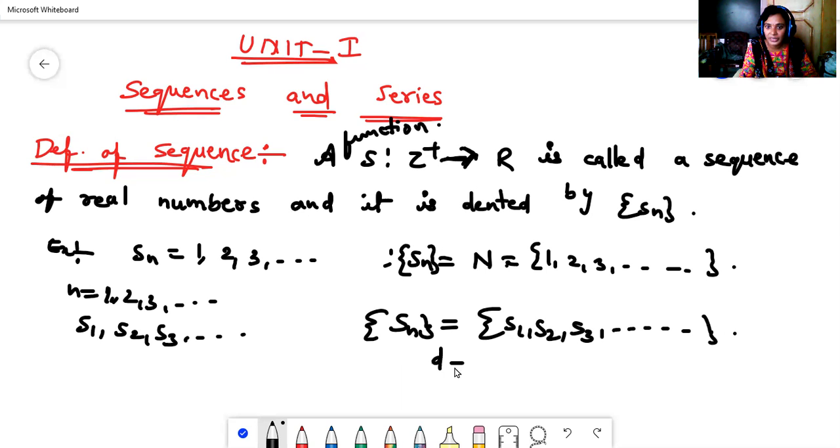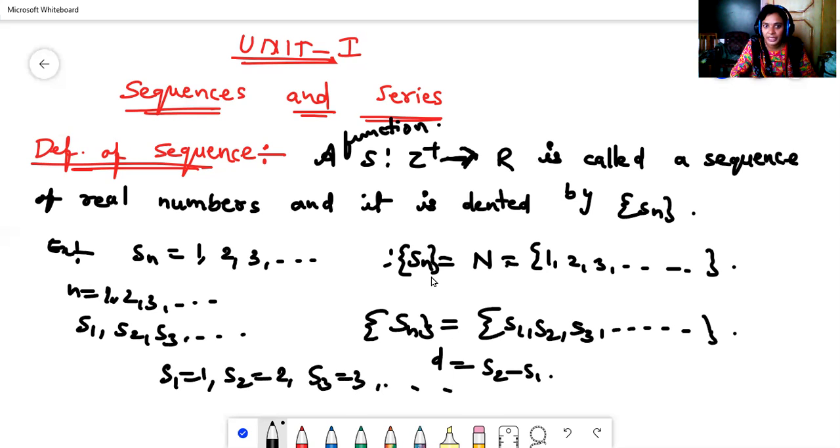Here, what is the difference? The difference is S2 minus S1; the common difference is there. Here we can take S1 is equal to 1, S2 equal to 2, S3 equal to 3, like this, in this example of the sequence Sn. Here S1 equal to 1 means the values are 1, 2, 3, and so on.